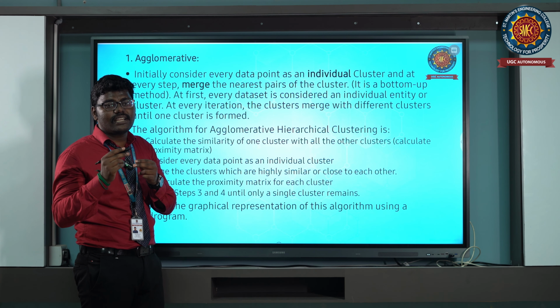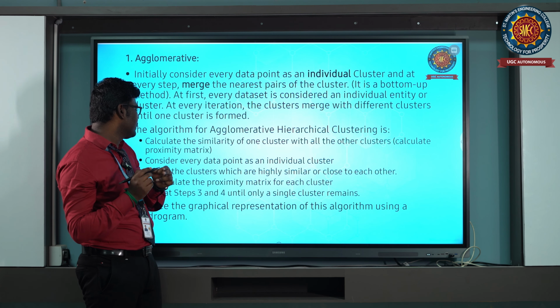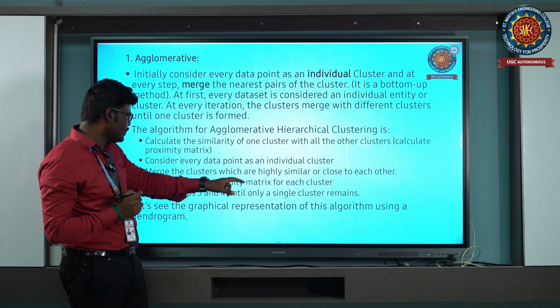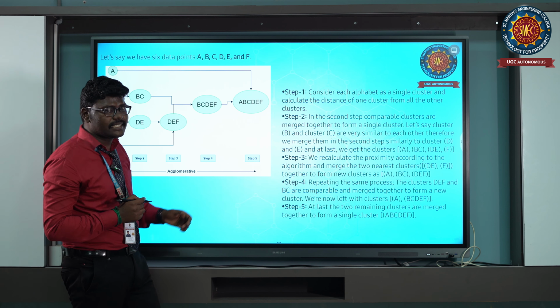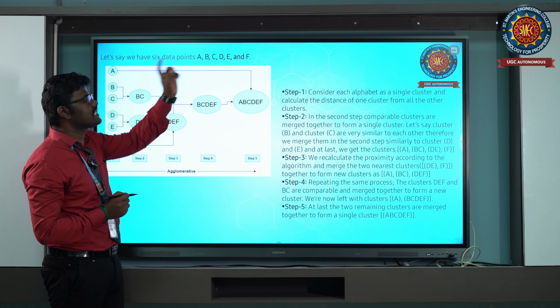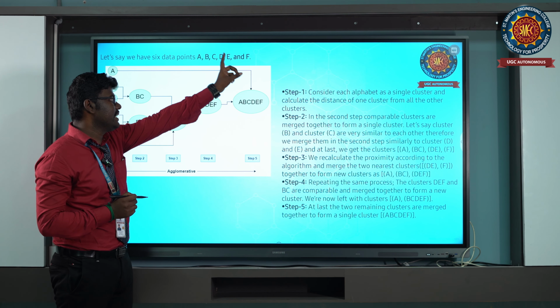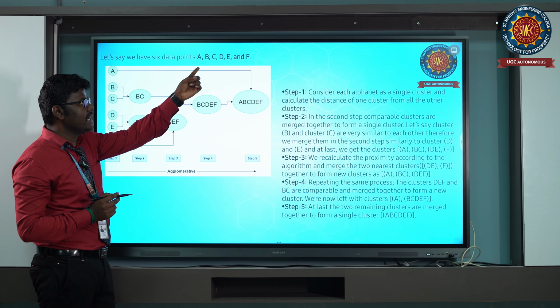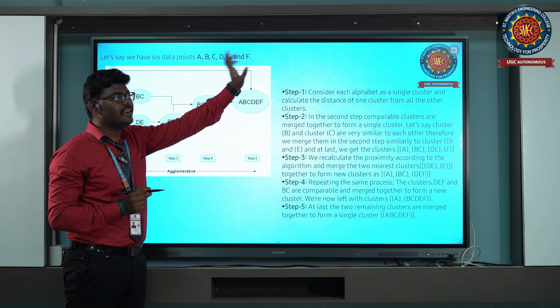Until we form one cluster, we continue the process. Say, for example, I received the data, and I have these six data points: A, B, C, D, E and F.